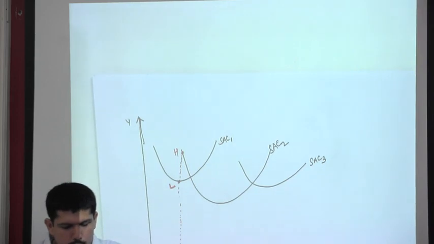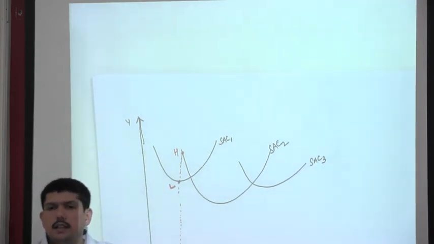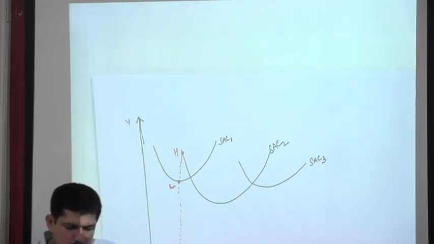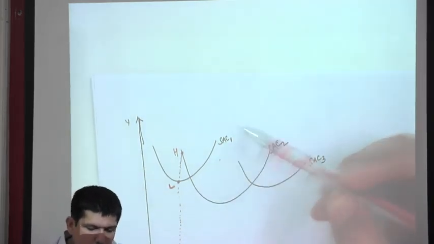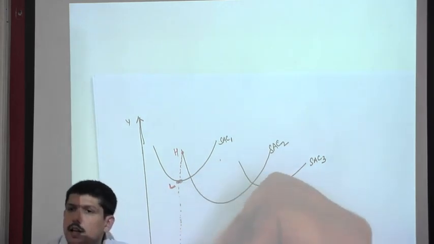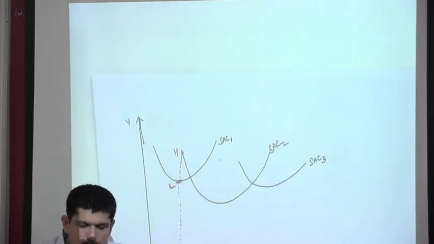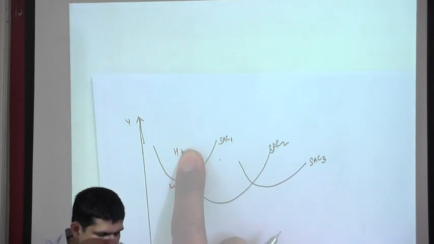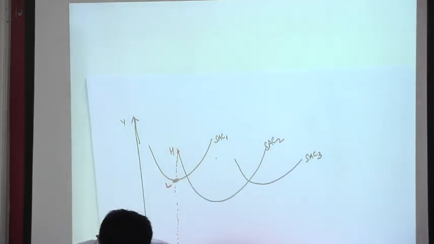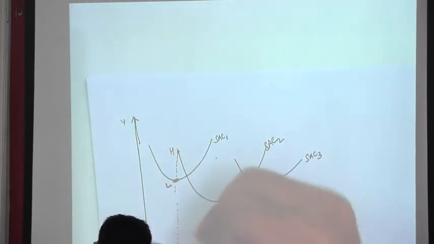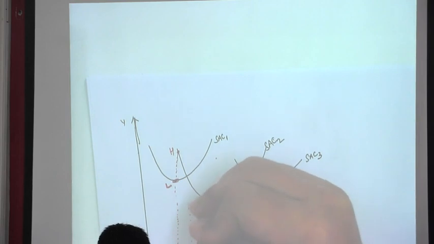If I want to produce this quantity, what short run cost curve will I choose? I will choose short run cost curve SAC 1, because here my cost of production is lowest. I will not go to SAC 2. But let's say if I want to produce at the level of point B here, which short run cost curve will I choose?